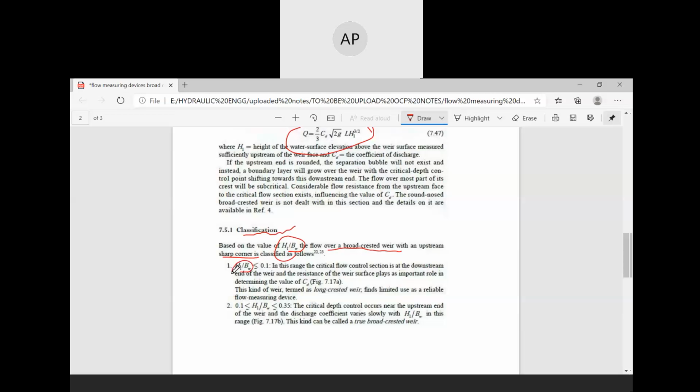If this ratio is less than or equal to 0.1, in this range the critical flow control section is at the downstream end. This kind of weir is termed a long crested weir, and finds limited use as a reliable flow measuring device. Next, if this ratio H1 divided by Bw is greater than 0.1 or less than 0.35, the depth of control occurs near the upstream end and the discharge coefficient varies very slowly, and in this range this kind of weir is called a true broad crested weir.